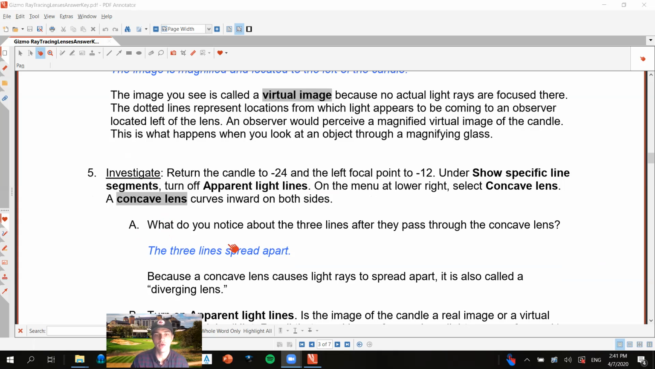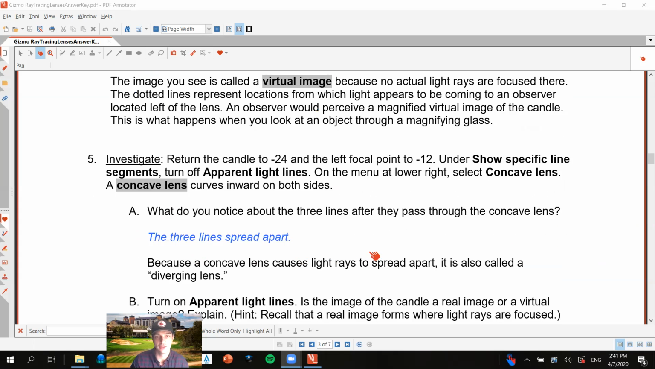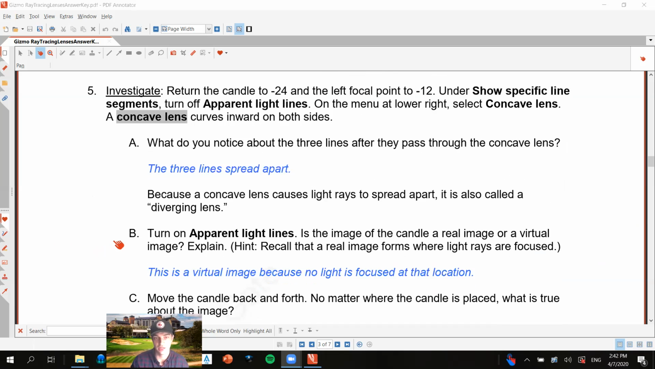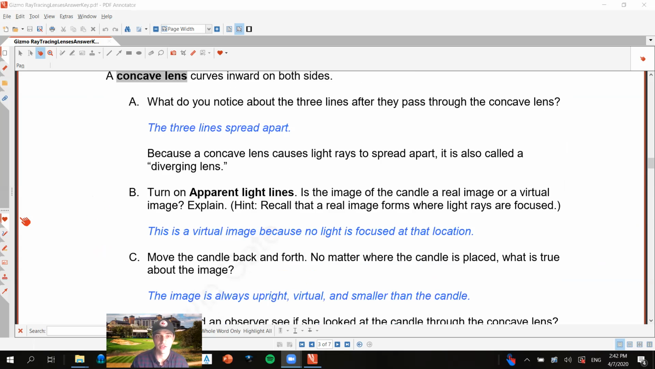So it asks you, what do you notice about the 3 lines after they pass through the concave lens? The 3 lines spread apart. So these are called diverging rays. And as such, we call the lens a diverging lens. It then asks us to turn on apparent lines. Is the image of the candle real or virtual? When we turn on apparent lines, we know even more so that it must be a virtual image because we're seeing the extended lines now, and we know that no real light rays are converging or focusing at that point.